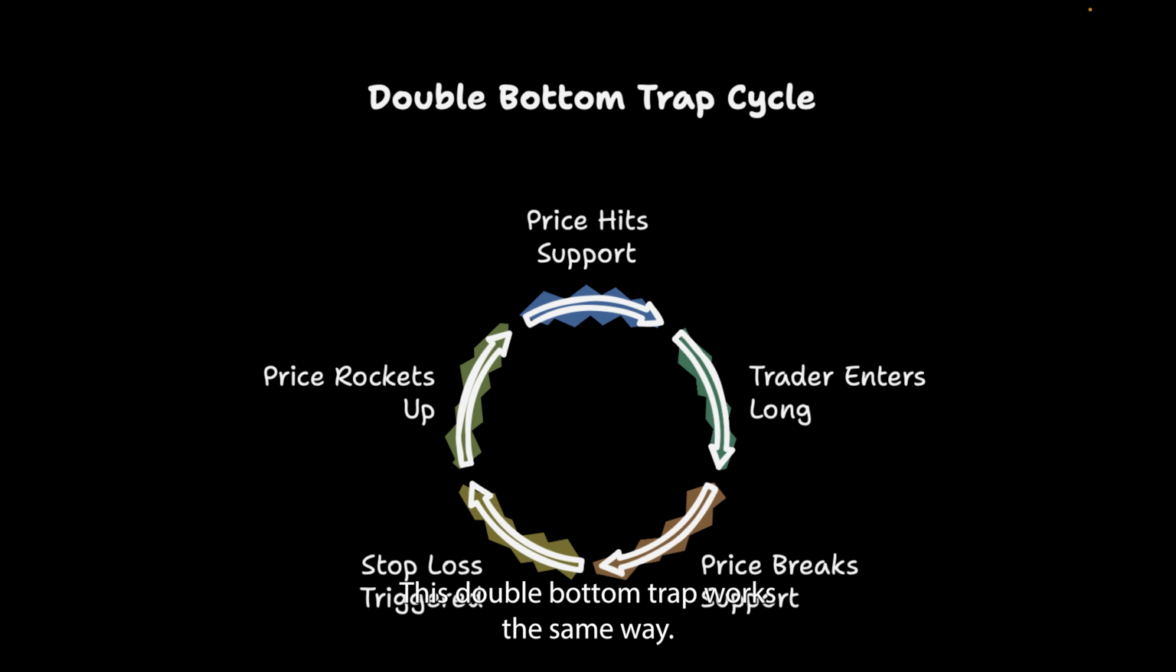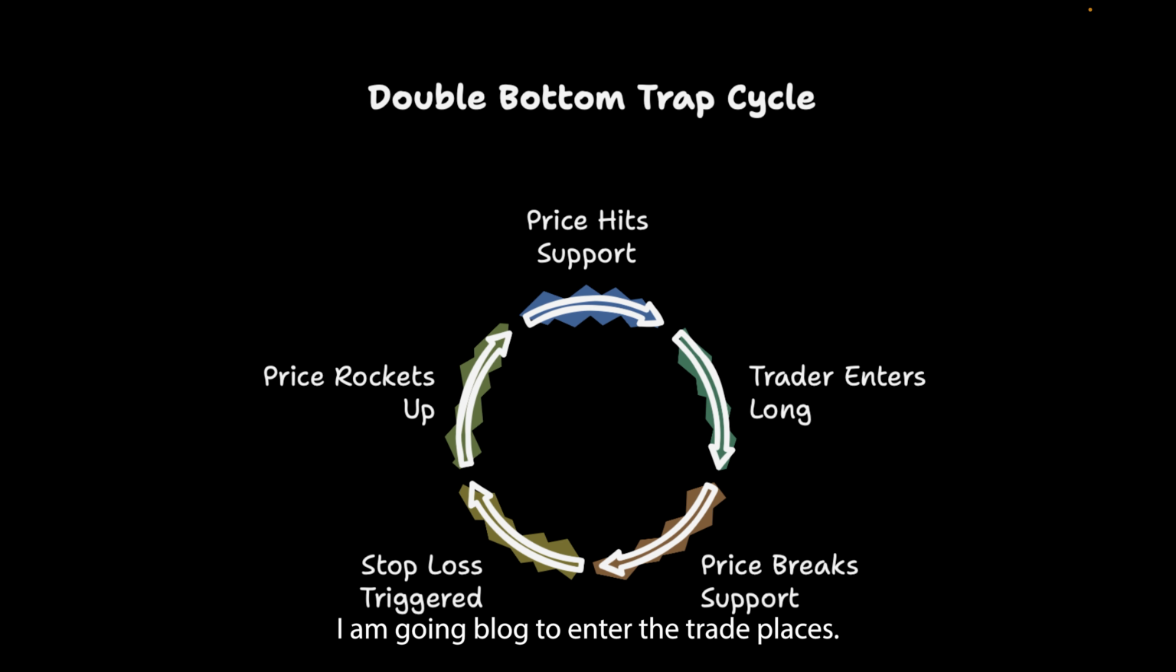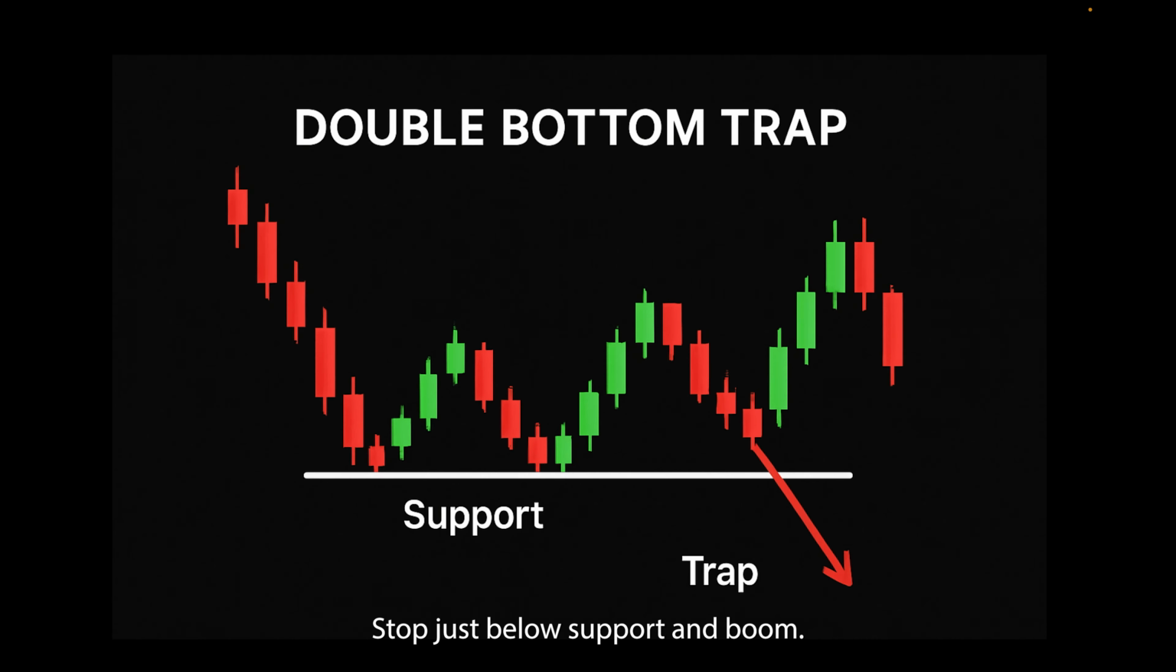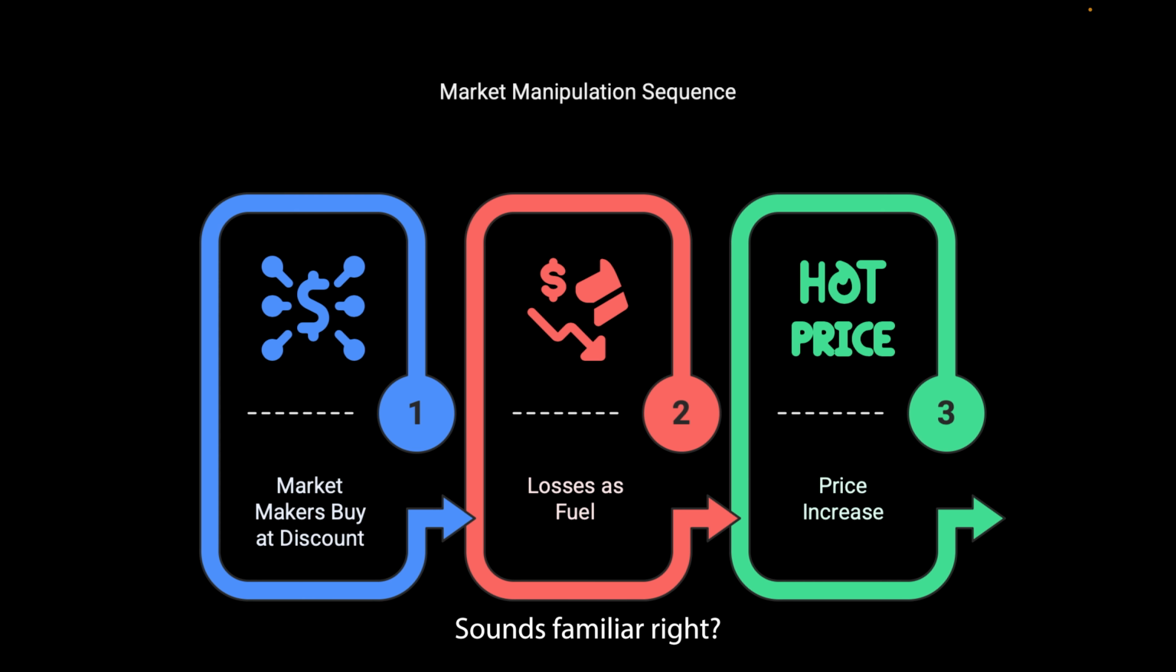This double bottom trap works the same way. Price hits support twice. You think, perfect, this is strong support. I am going long. You enter the trade, place your stop just below support, and boom, price breaks the level and triggers your stop losses and then rockets back up. Sounds familiar, right? It's another liquidity grab. Market makers buy at a discount using your losses as fuel and then drive the price up.